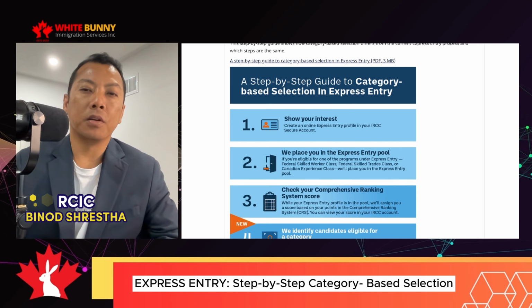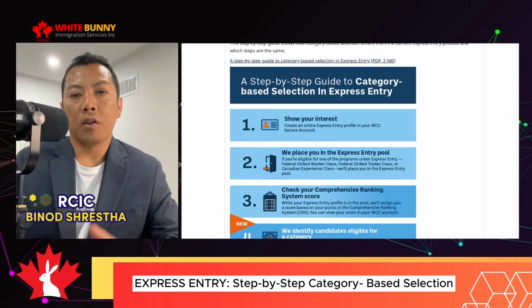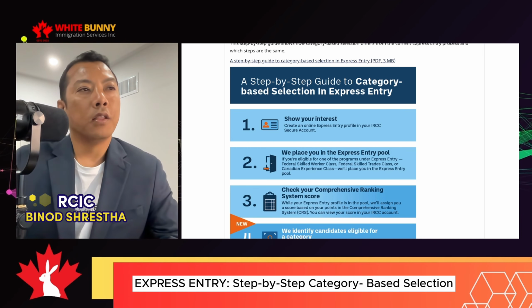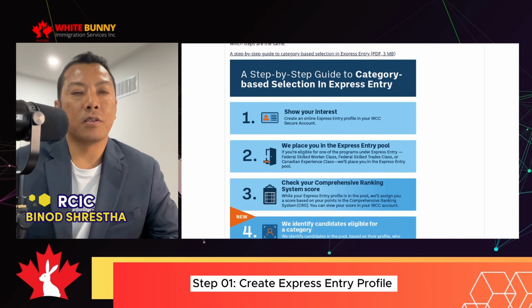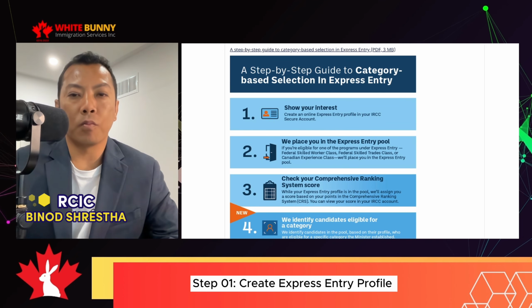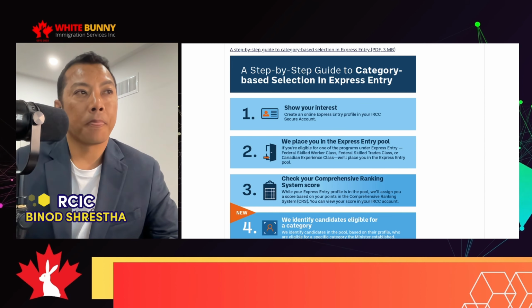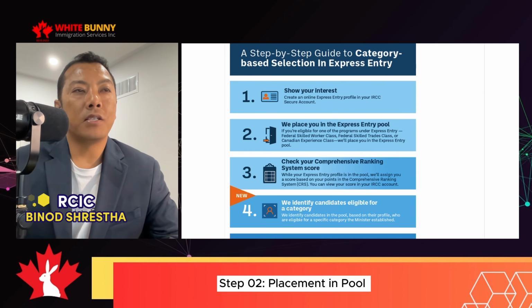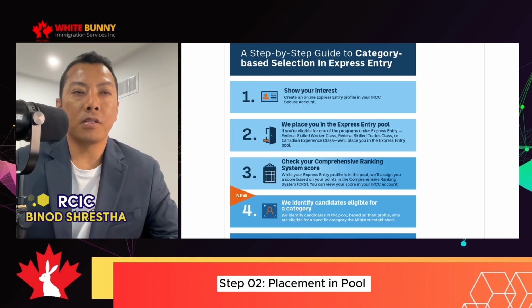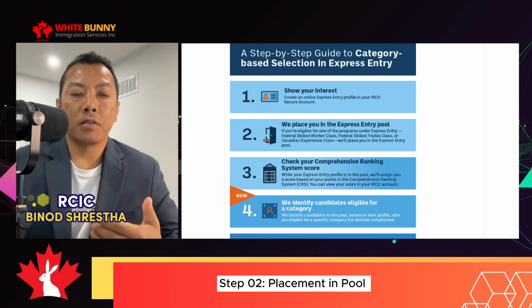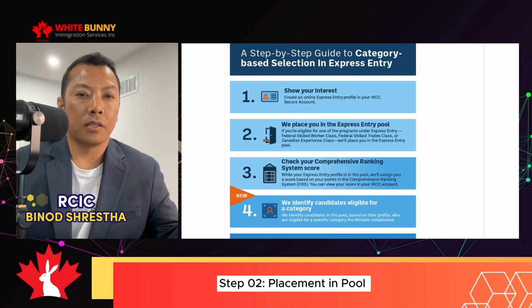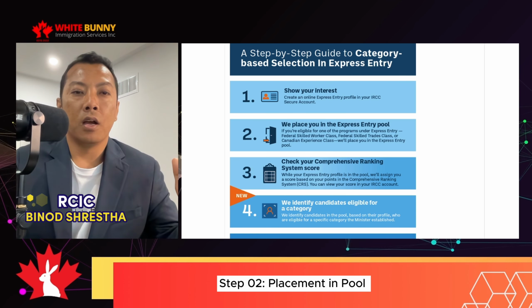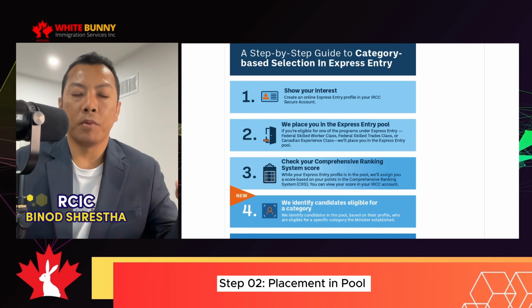I will show you, as they have created a short synopsis, a step-wise guide, of the steps that are taken to select a candidate from the pool. The very first thing you will have to do is create an Express Entry profile using the IRCC Secure Portal. That's the first step. The second step is we place you in the Express Entry pool. So what happens once you create your Express Entry profile is, based on your education, your language, your work, and so many other six-seven factors, you will fill in all the information, right?